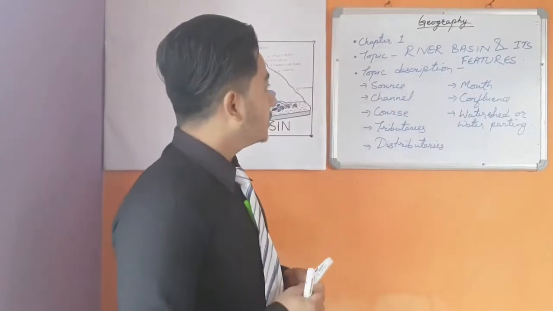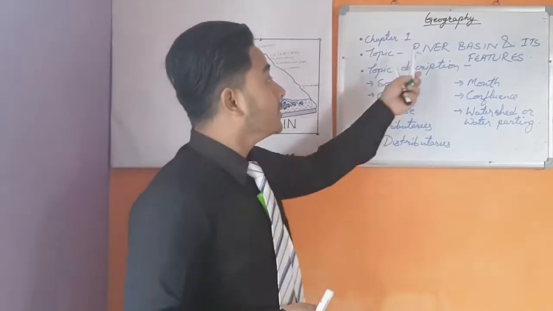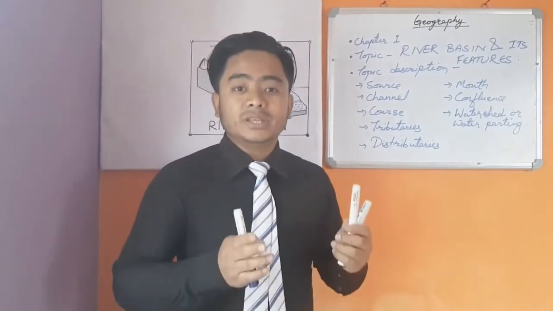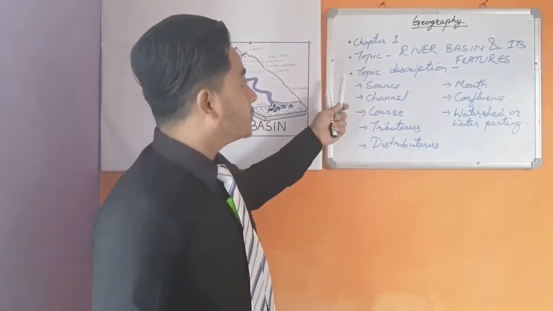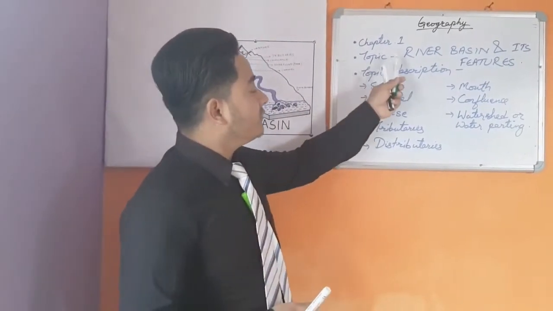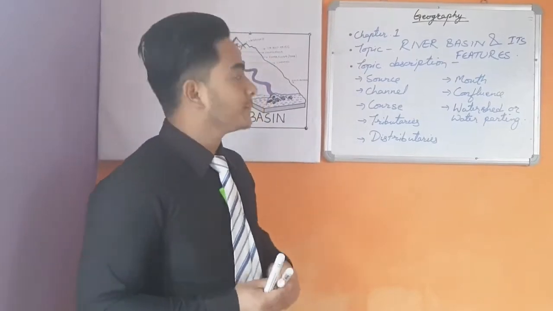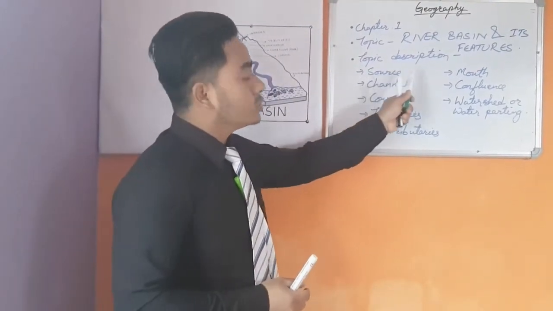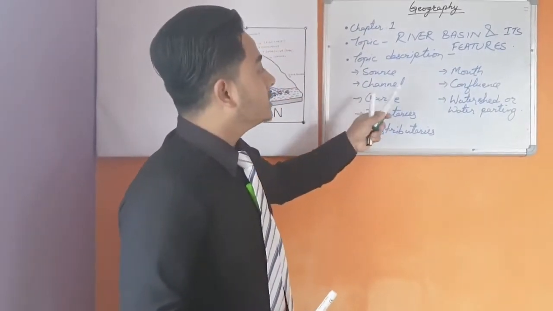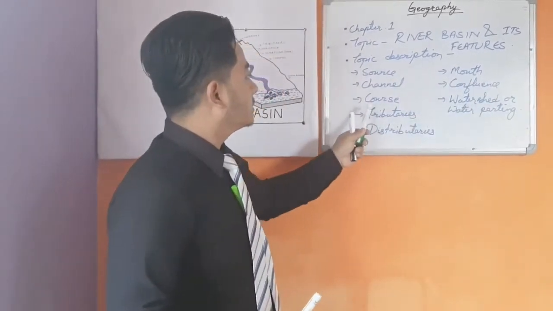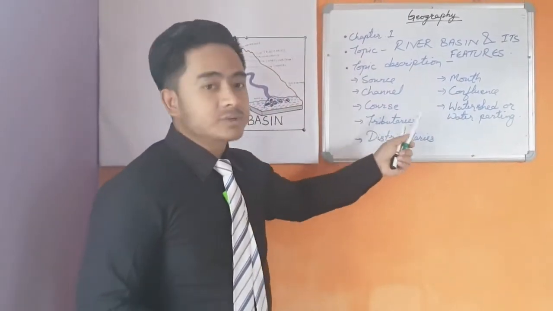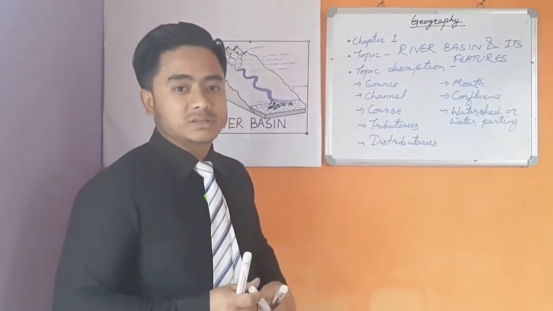Today, in this lesson, we will learn about river basin and its features. Within this topic, we will discuss some important points. We will discuss the definition of river basin, source of a river, mouth of a river, channel, confluence, course, watershed or water parting, tributaries and distributaries.